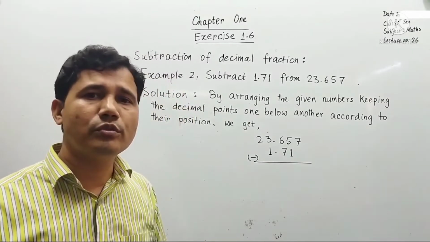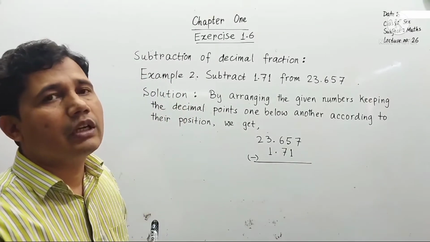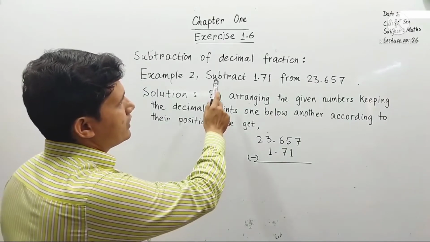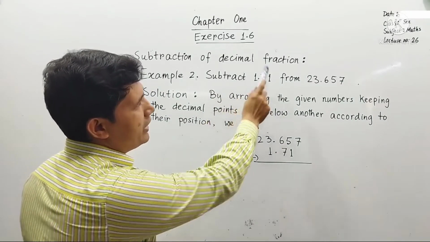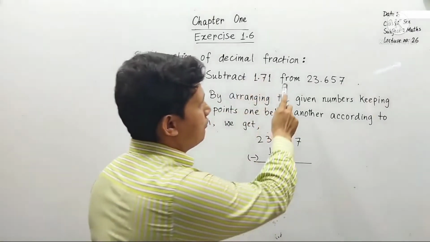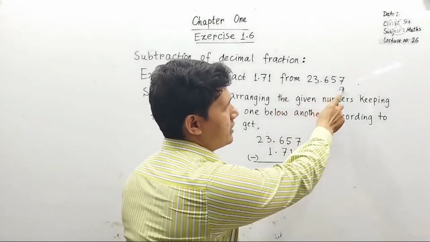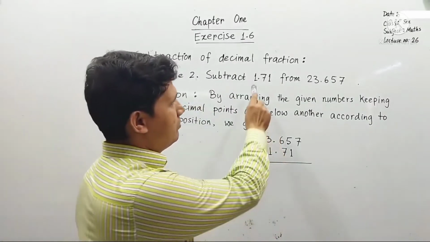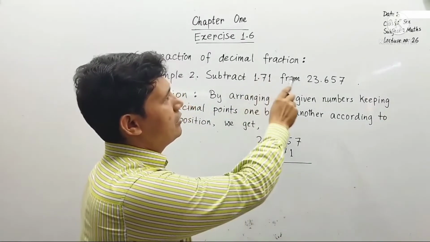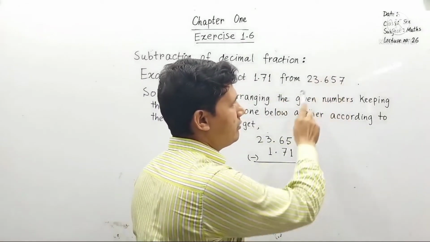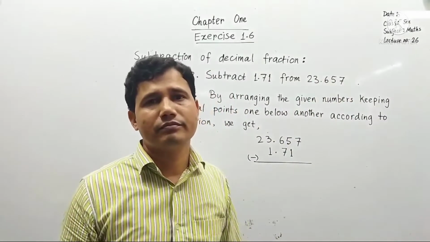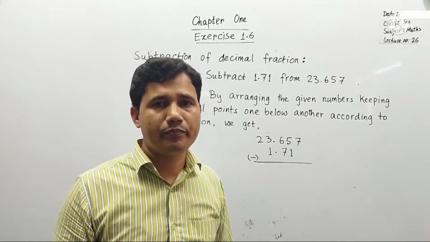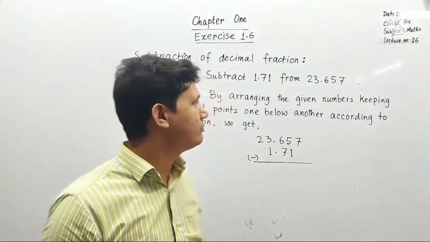Here, example 2 is written on the board. Subtract 1.71 from 23.657. That means you will subtract this number from 23.657. Okay? I hope you have understood.